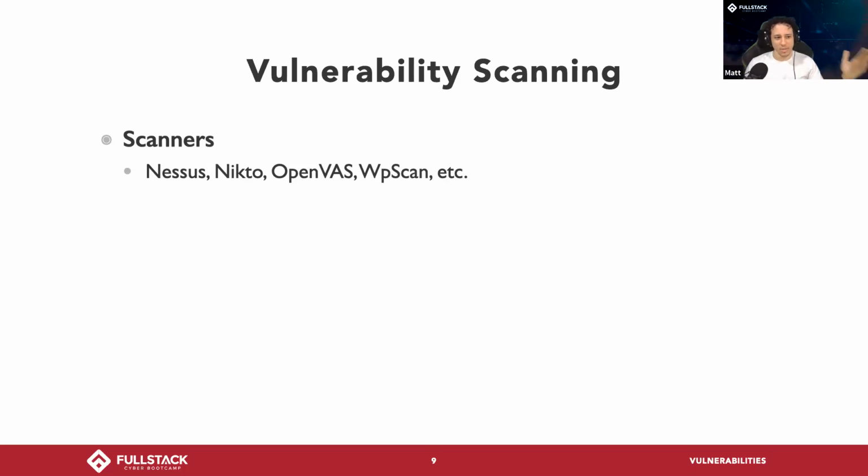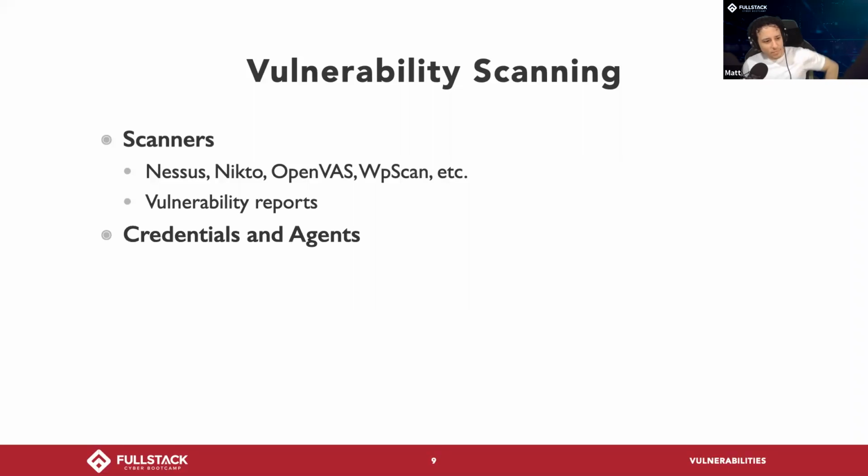Nessus is the one you're going to be using today. It's fantastic. It's free, as long as you're not using it commercially. Nikto you've used before for looking at websites. OpenVAS is another open and free one. WPScan you've used before, right? For WordPress sites. These are all scanners that you should be somewhat familiar with the idea of. They produce vulnerability reports, right?